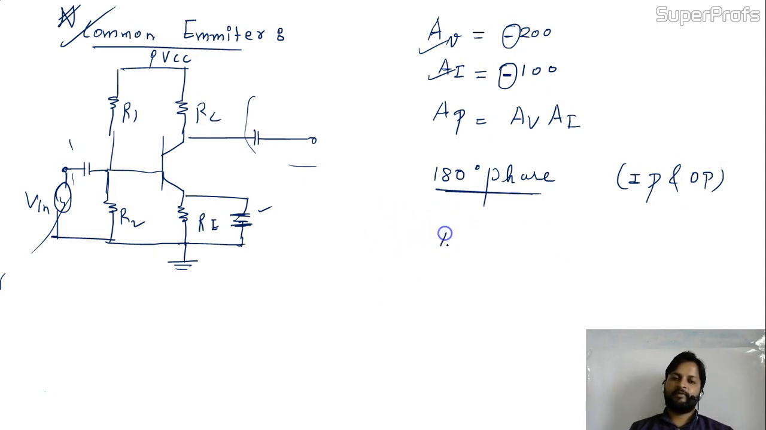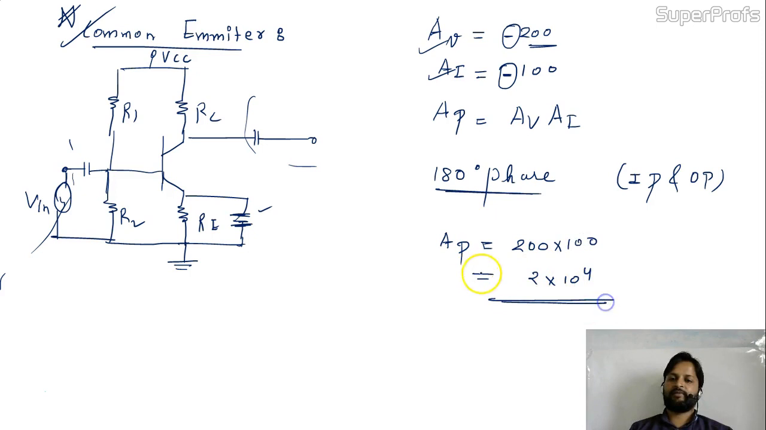This is very important because the power gain is very high. You can multiply this minus 200 with 100, so it will be 2 into 10 to the power 4. The power gain is very high over here, and the power gain is due to both AI and AV. Is it okay? So this is all about the common emitter.